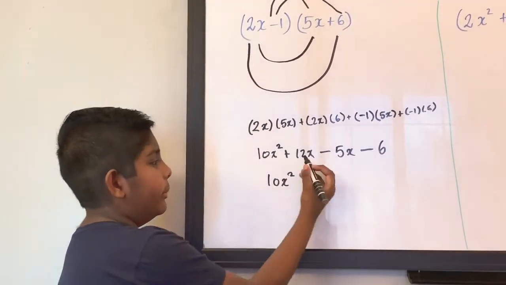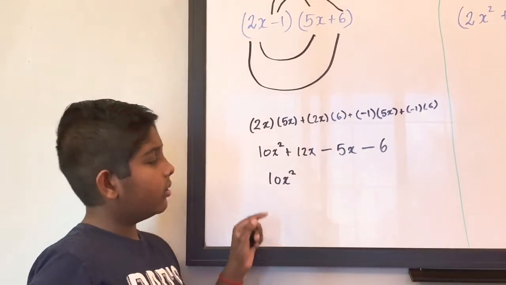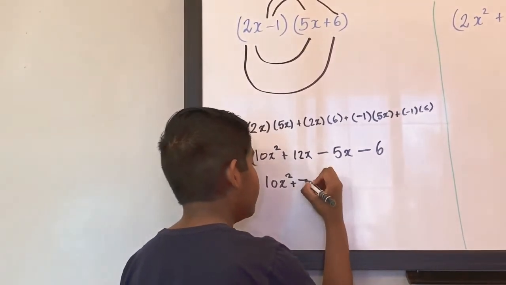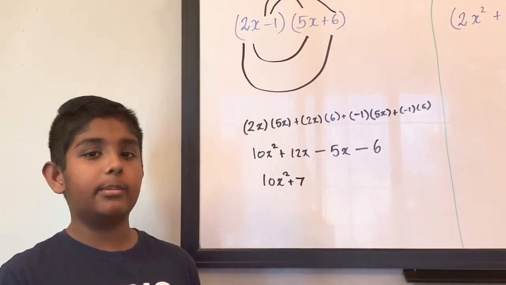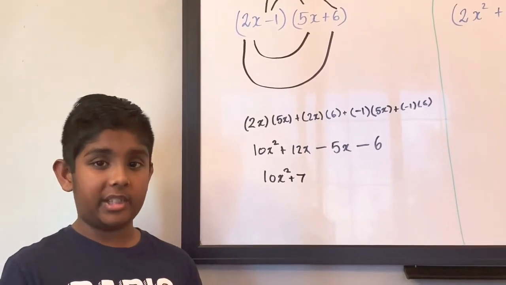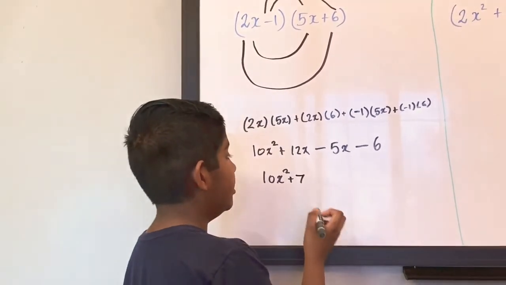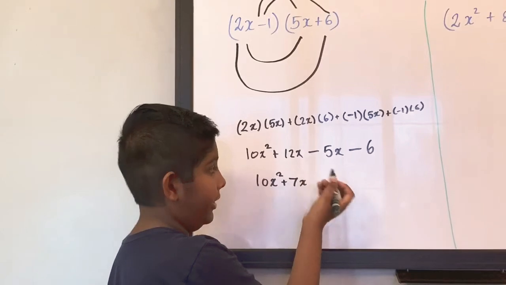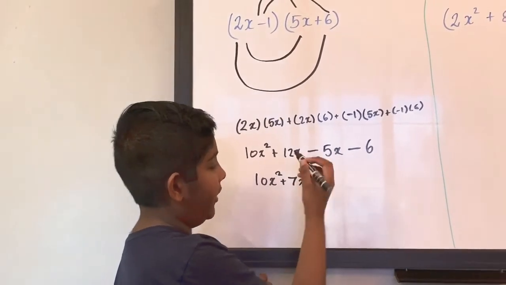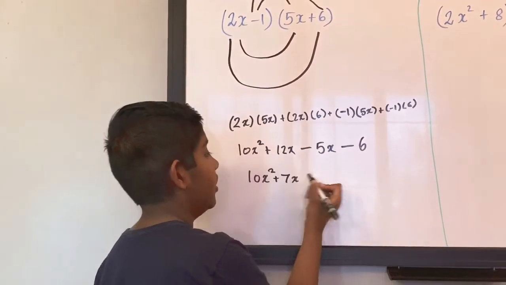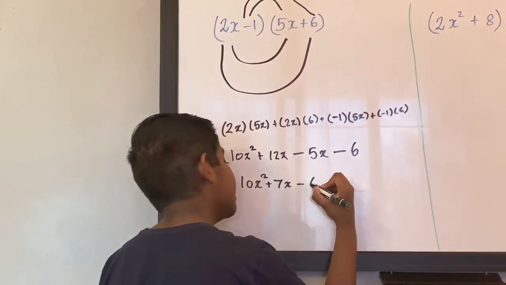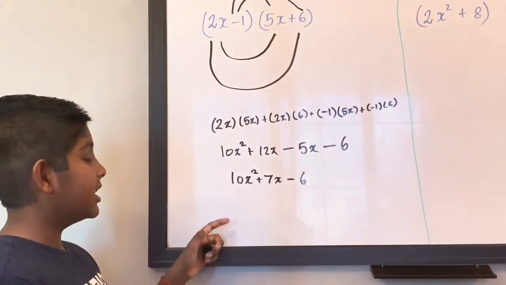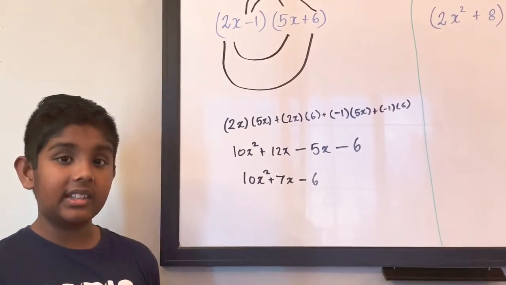Okay, let's simplify 12x minus 5x. 12 minus 5 is 7. And remember, we're subtracting, not multiplying, so we're not going to add our exponents together. We just keep it as it is. So 12 minus 5 is 7, and x and x are the same variable, so we just put x. And then minus 6, because there's no other term with no variable. So our answer is 10x squared plus 7x minus 6.